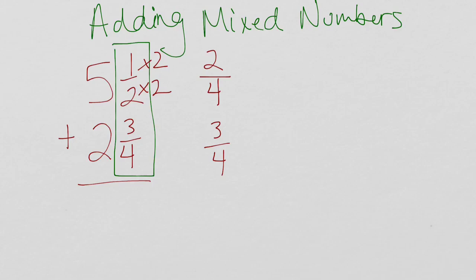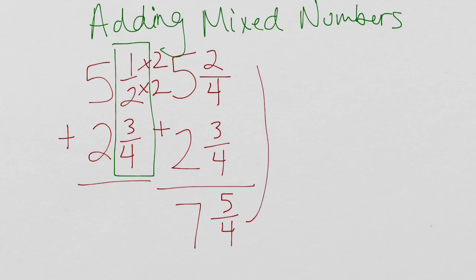The only difference with adding mixed numbers is just remember your whole number. So now I had 5 wholes and I had 2 wholes. And now I'm ready to add my fraction pieces. So 2/4 and 3/4. That means I have 5/4. 5 plus 2 is 7. And I'm hoping you're looking at your answer wondering, something doesn't look right there. And you're right. I need to do something about that 5/4.